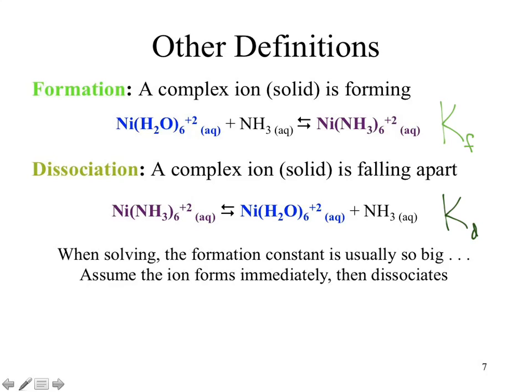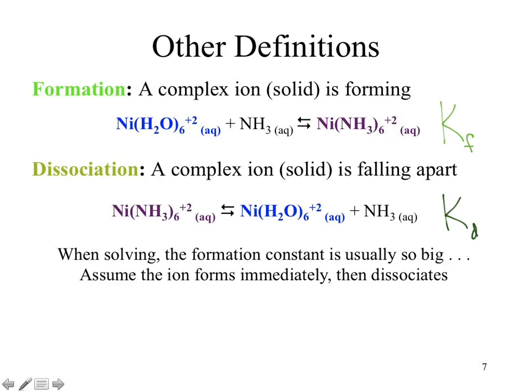We can go all the way back to chapter 14, where we looked at the relationship between reverse reactions. They're inverses of each other. Okay? The problems when it comes to solving these in the textbook, it comes back to this last statement here. When we go through and solve these, our formation constant is usually so large that what we end up doing is saying that when I add nickel ion into an ammonia solution, it completely forms the complex ion. Okay? So if I say it forms it immediately first, then I can look at its dissociation.